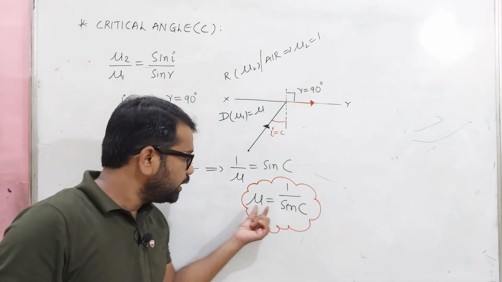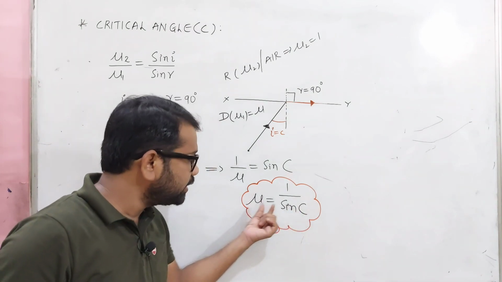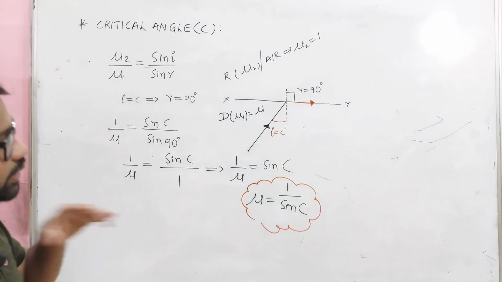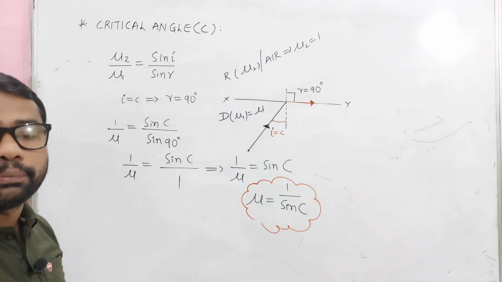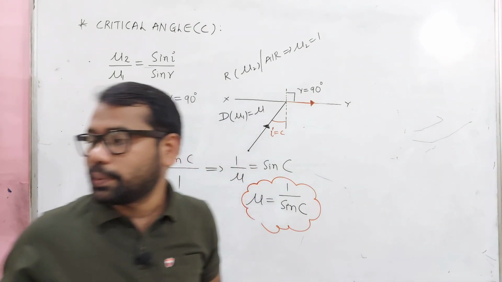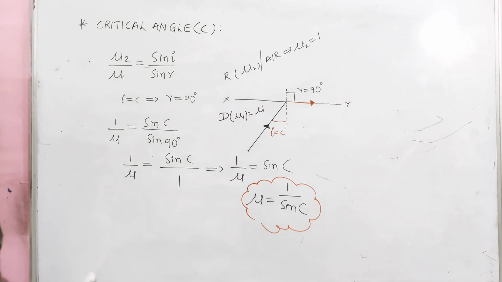If it is more, it will be less. If it is less, it is more. So children, this is how refractive index and critical angle are related. It's very important. Now let us see the factors on which critical angle depends.